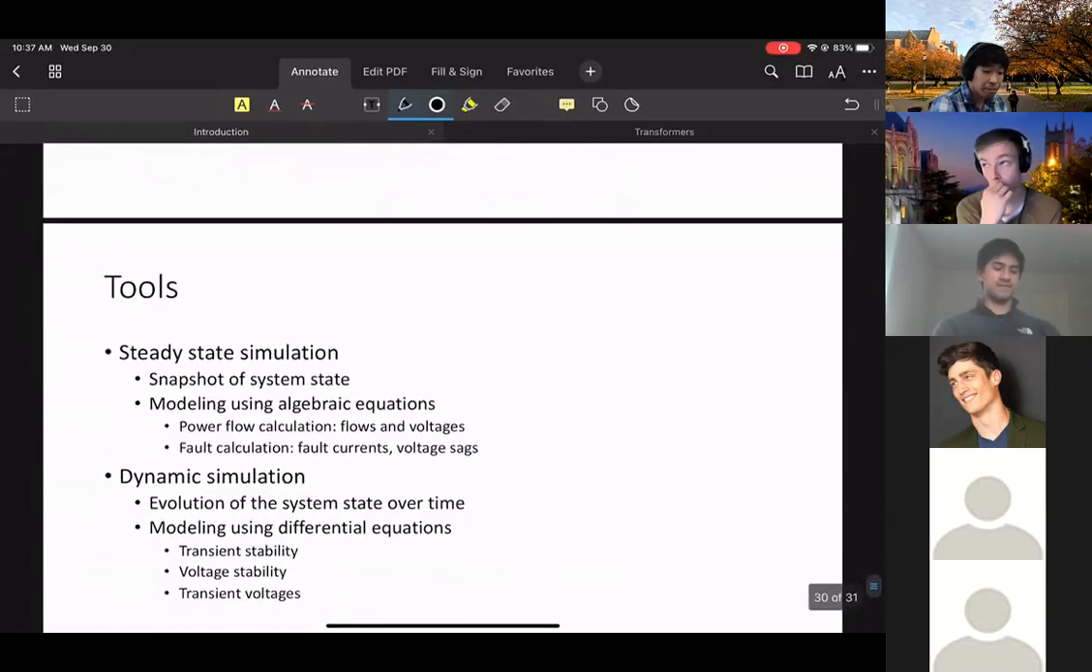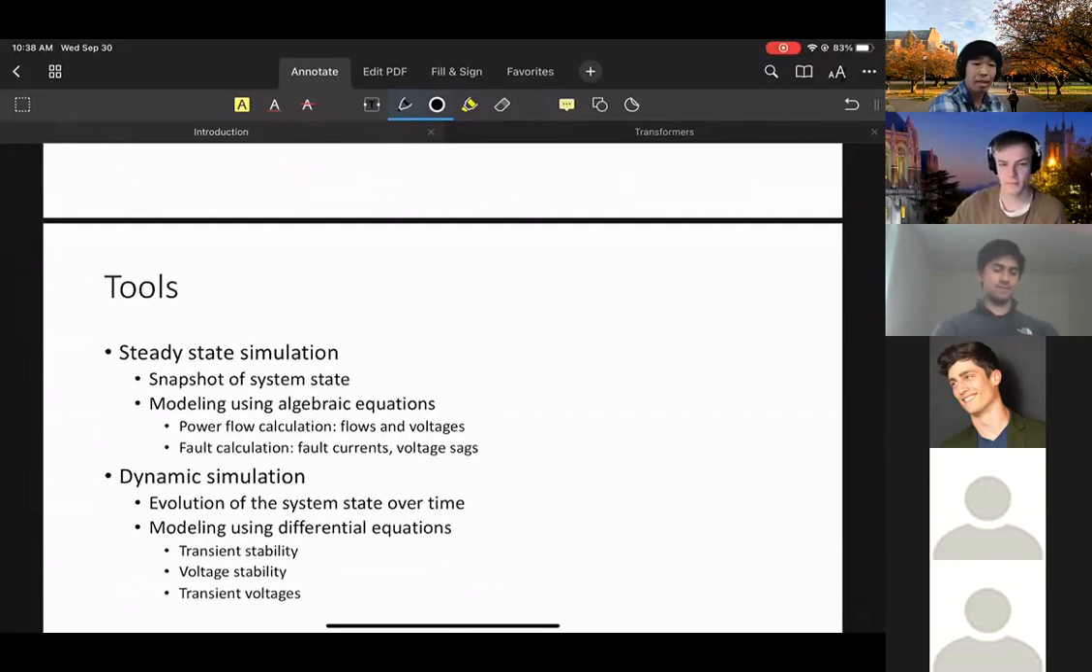And for this class, most of the time, we'll be looking at something called the steady state simulation, meaning we'll take a snapshot of the system. Assume this is the state of the system, and I'll try to optimize this system. This is called a steady state simulation.